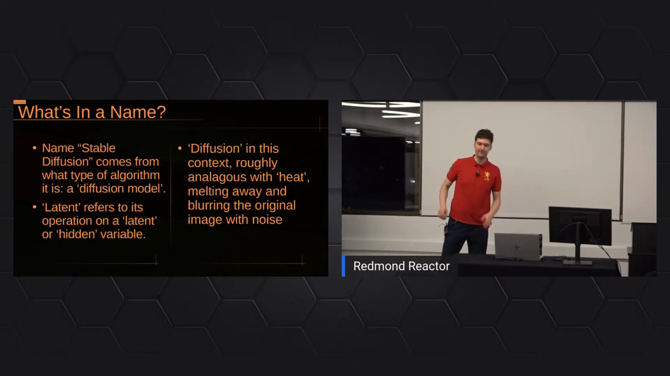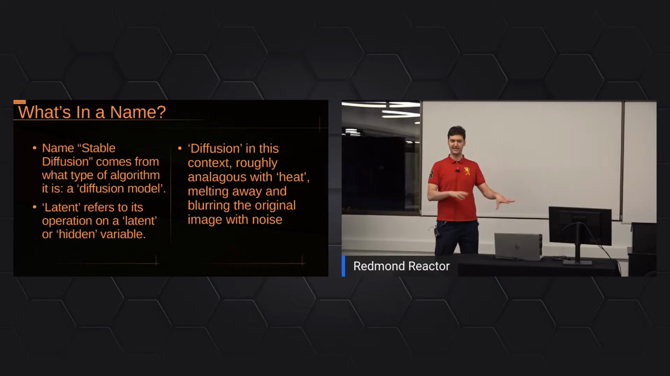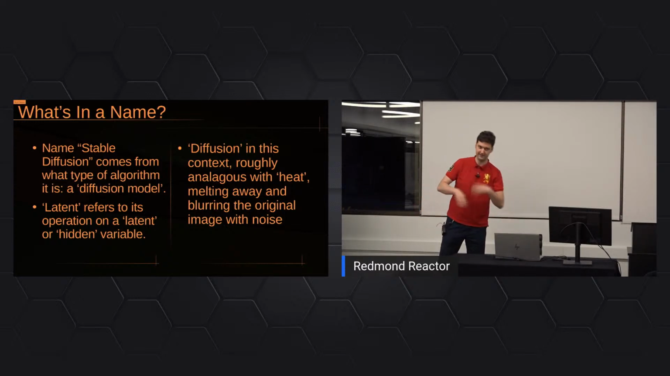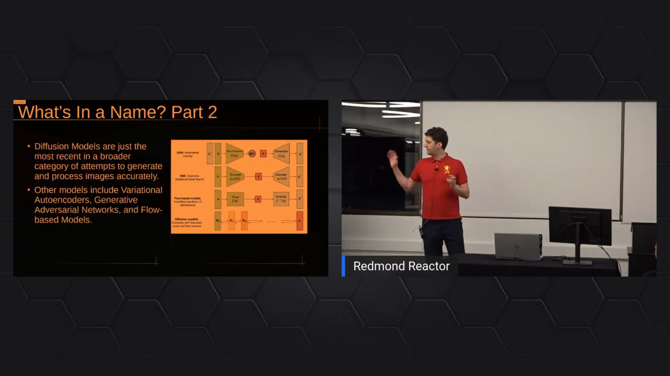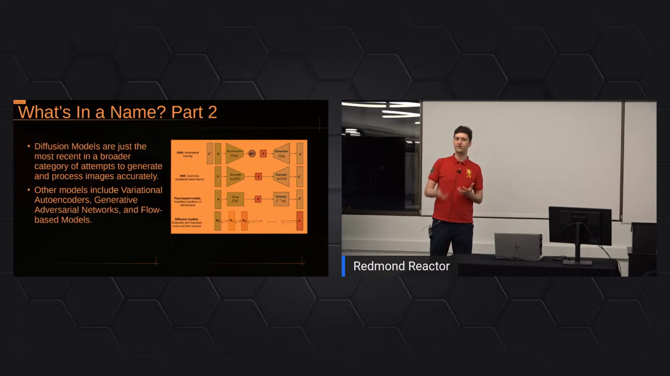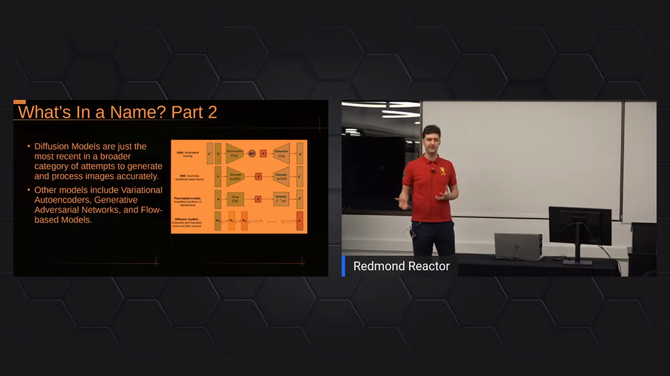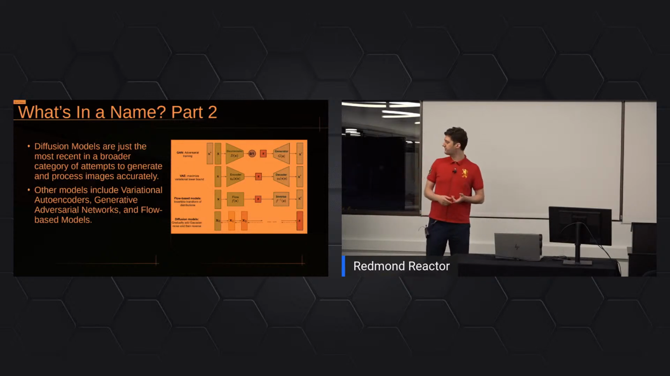Latent diffusion in the context of Stable Diffusion is something we'll get into a bit later, but it essentially means that it's operating on a hidden variable rather than the variables that we're all working with. Diffusion models are just the most recent in a broader category of attempts to generate high-quality images and operate on high-quality images within neural networks.